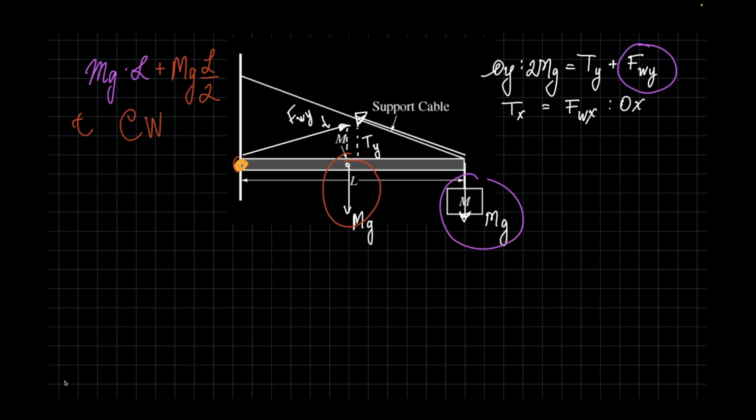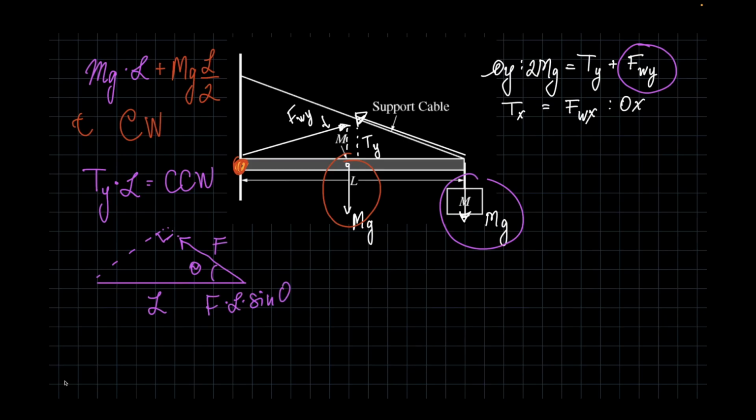Counterclockwise torque, if I choose this as my axis of rotation, comes just from the force of tension, and I'm just going to use Ty times L counterclockwise, because I'm applying the notion that if I take my force like this, I could get the lever arm. If this is my theta, then the lever arm is going to be L. If this is 90 degrees, just pretend that it is. Then I would have this force times L times sine of theta. Or, if this is my L and this is my force, I can just do the force tension Y times L.